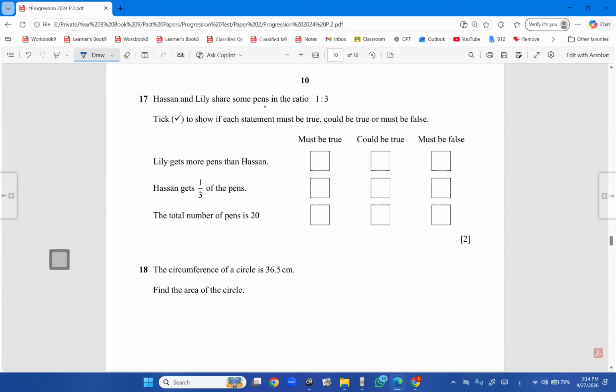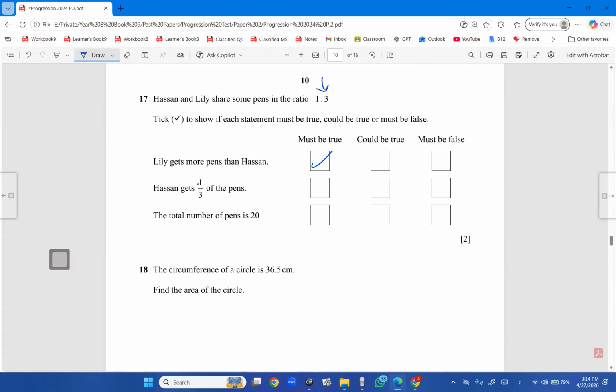Hassan and Lily share some pens in the ratio 1 to 3. Tick to show if each statement must be true, could be true, or must be false. Lily gets more pens than Hassan. Definitely, Lily is the second number over here. So yes, must be true.